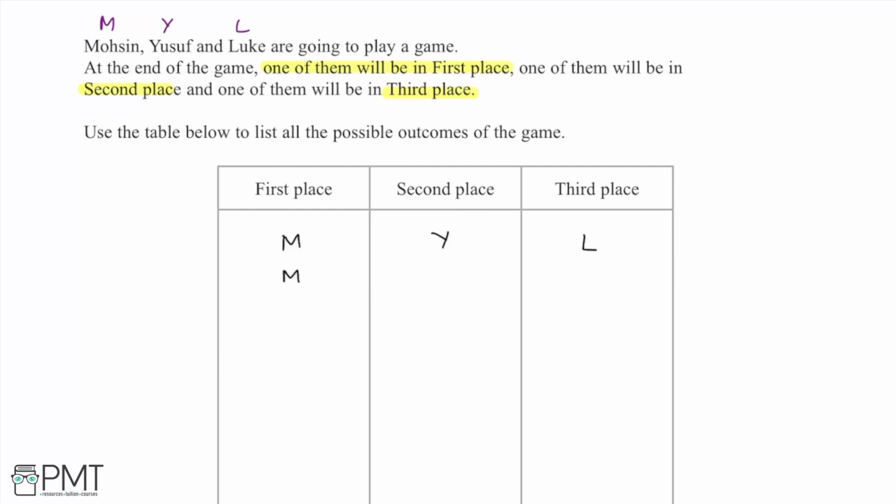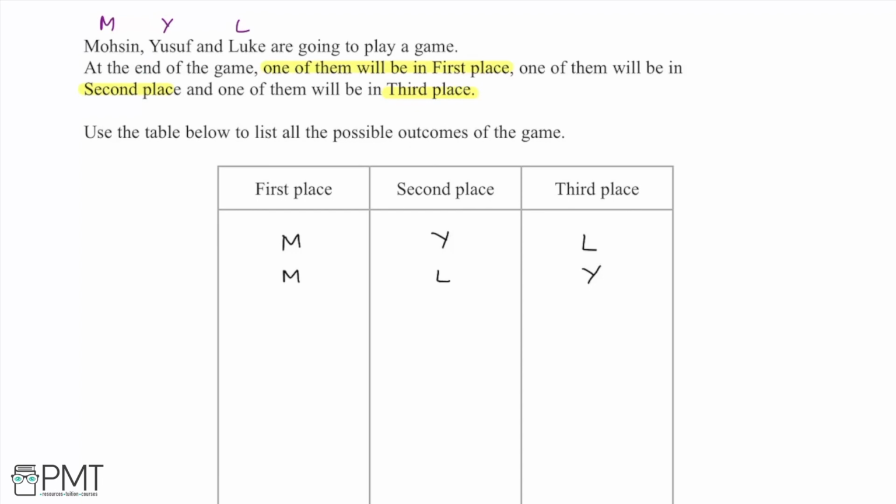keep that with an M, then change the next 2 around. So now we're going to go L in second place and Y in third place. Now that's all of the different options that we can have with M in first place, because there's only 2 different ways of switching the other 2 places around.